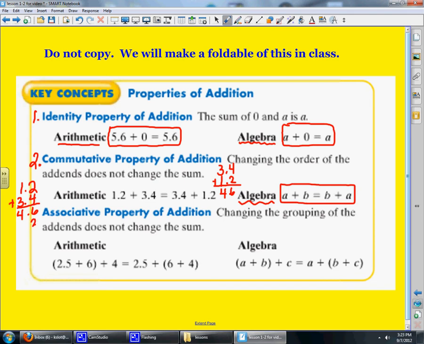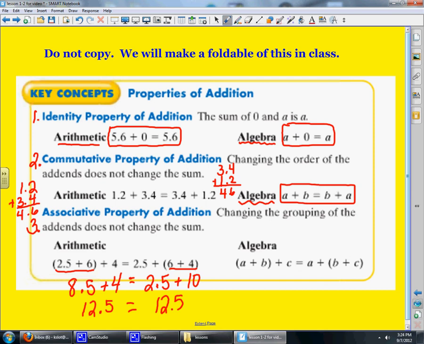And the third property is the associative property of addition, and that changes what the numbers are grouped with, but it still does not change the answer. So here we have 2.5 plus 6, which would be 8.5, plus 4, and 8.5 plus 4 is 12.5. Now over here on this side we have 6 and 4 grouped together, which is a little easier to add because I know 6 plus 4 is 10. So 2.5 plus 10 is equal to 12.5. So these two are equal to each other.